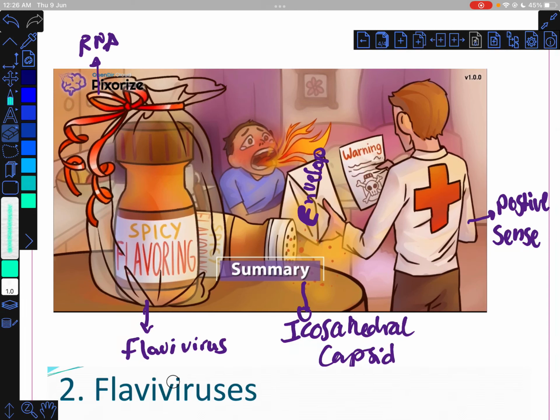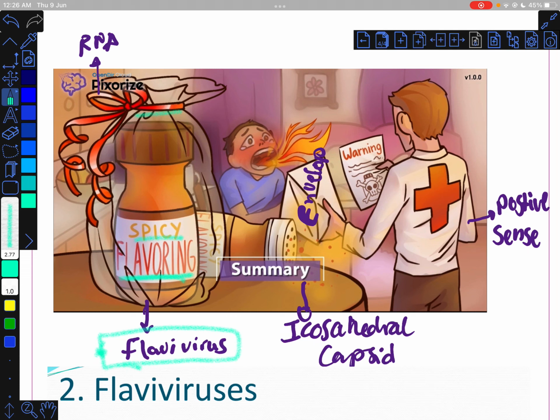The mnemonic for the Flavivirus. We can say it like this: spicy flavoring Flavivirus. Okay, Flavivirus. This is the name of the Flavivirus. So is it DNA or RNA?